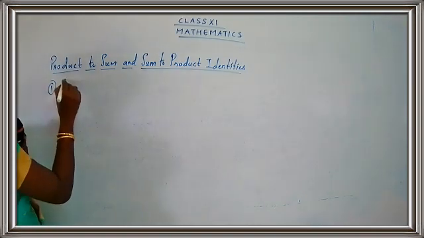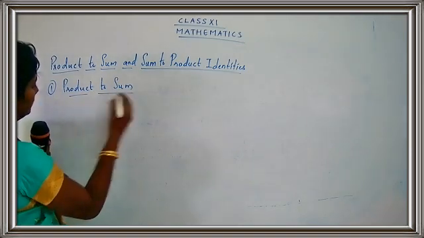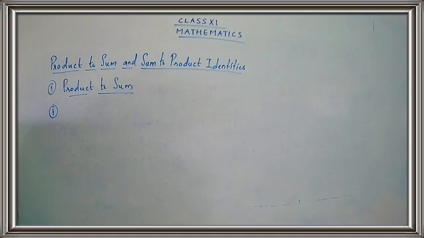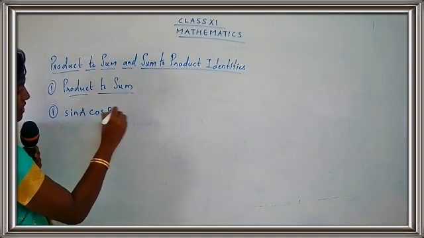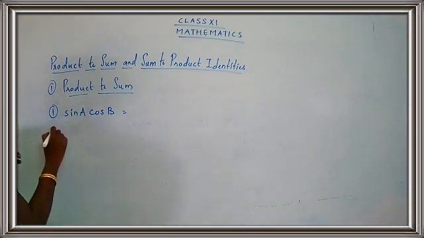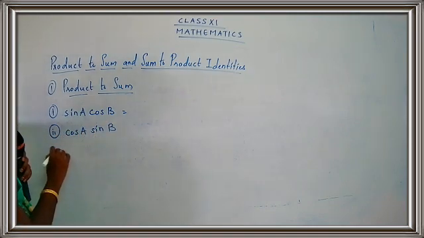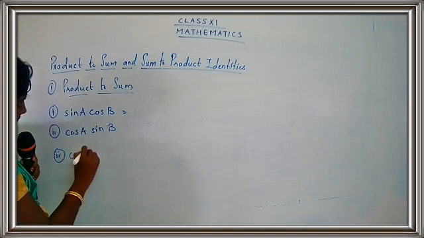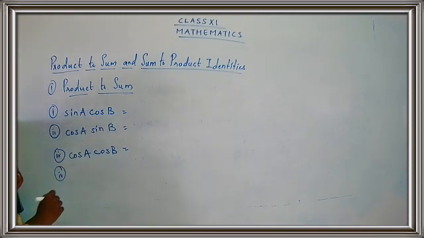The first one we are talking about is product to sum. So write down here the 4 identities. You can just refer to your page 118. Just come on, take down. It is in the form of product to sum. So it's sin A cos B, all the different combinations: sin A cos B, then you have cos A sin B, the third one is cos A cos B, and the next one is sin A sin B.